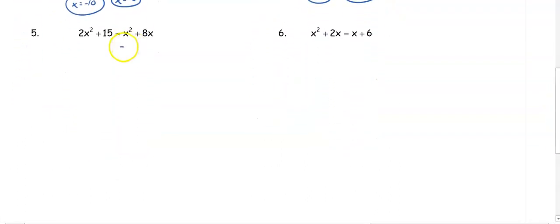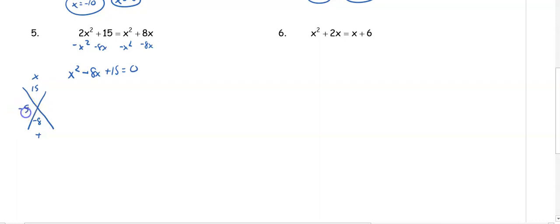In number 5, we're going to subtract x squared from both sides, and we're going to subtract 8x from both sides, so we get x squared minus 8x plus 15 equals 0. So we need two numbers that multiply to 15 and add to negative 8. In this case, if we're multiplying to a positive but adding to a negative, both numbers need to be negative. So we're going to have negative 5 and negative 3.